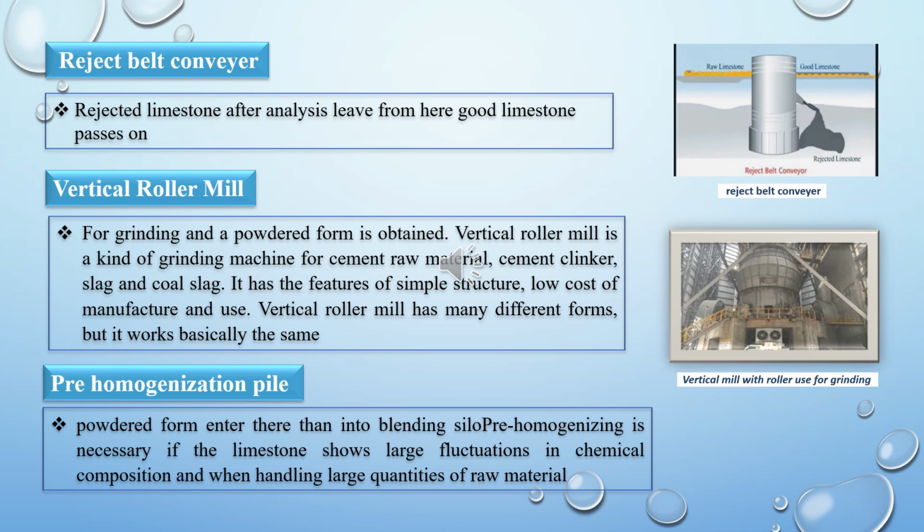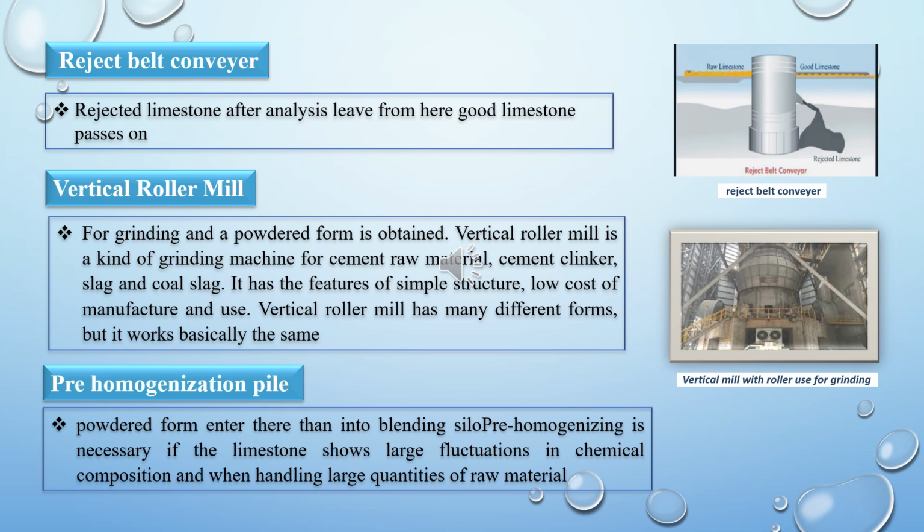Students, after the vertical roller mills, there are pre-homogenizers, because it is necessary to convert all of that powdered limestone into homogenized form, because after the pre-homogenizers, these are fed into the silo. So it is necessary to convert them into homogenized particles. If these were not in homogenized form, there would be large fluctuation in the chemical properties.